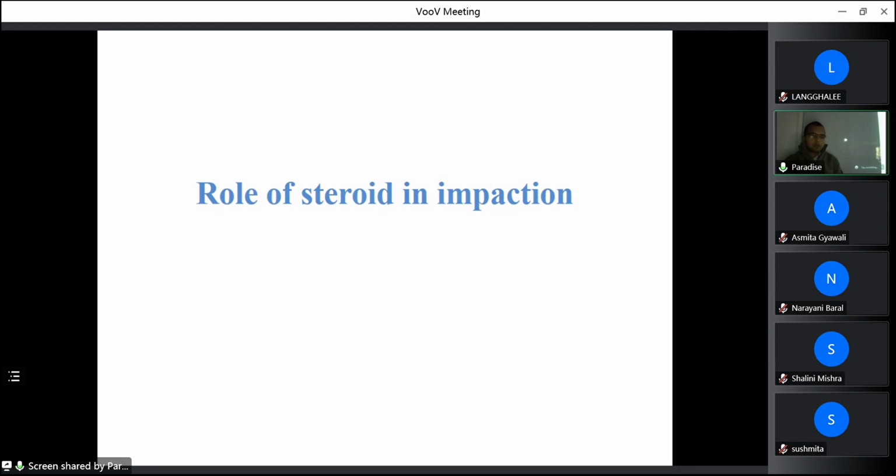So it depends on you whether you use it or not. Both schools of thought are correct. It has both advantages as well as disadvantages. What we do is, immediately after impaction surgery, we give intravenous dexamethasone 8 mg IV stat. That's all. Single dose. That is for impaction surgery.